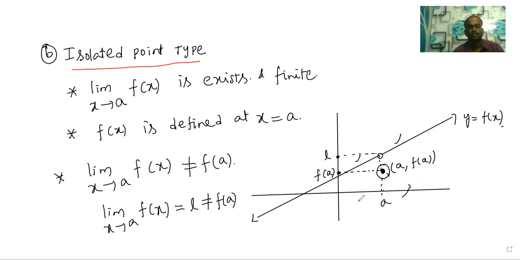Okay. So that's why, by name, it is called isolated point type discontinuity, because at A the graph is isolatedly situated. So that's why this type of discontinuity is called isolated point type discontinuity. Now, let me discuss one suitable example.